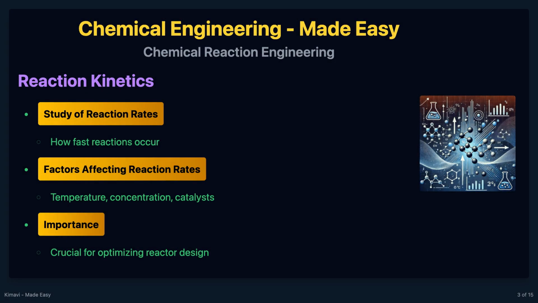Reaction kinetics is the study of the rates at which chemical processes occur and the factors that affect these rates. Understanding reaction kinetics is crucial for designing reactors and optimizing reaction conditions.